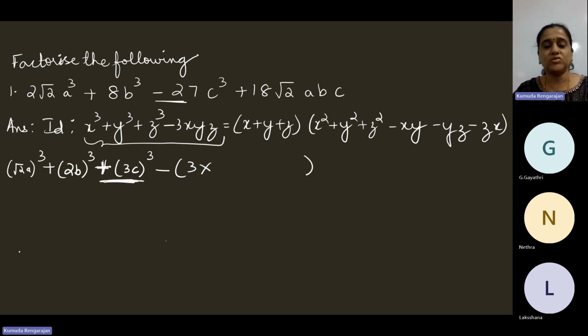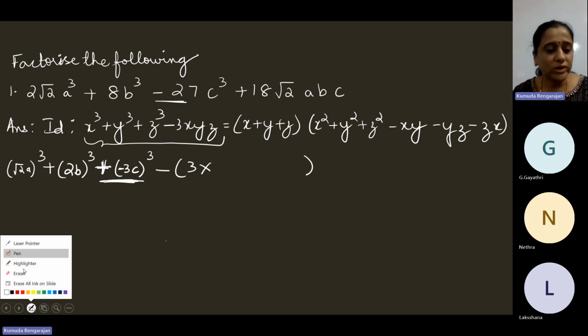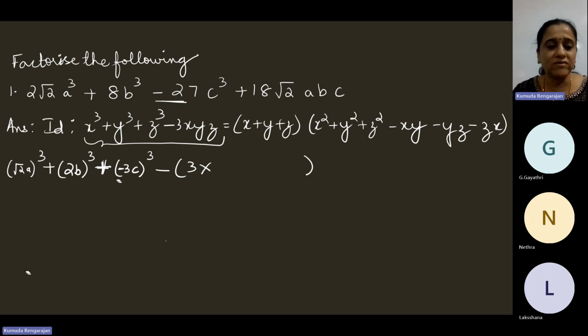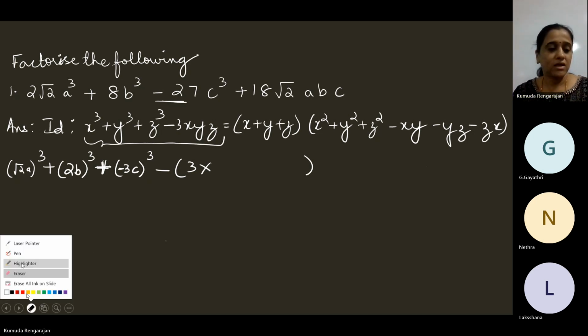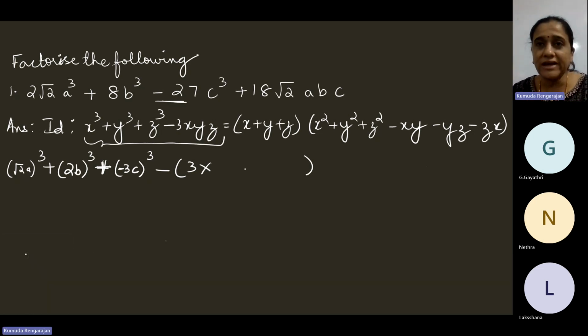Here, if supposing you just write this, it is plus 27c cubed. No, it's minus 27c cubed. So you'll have to take a minus inside here. Now minus into minus into minus is minus; when you multiply 3 times it will give you minus 27c cubed. Then what should you write here? 3 into x into y into z. So we've got all these 3 terms, right? The values of x, y, and z we've identified.